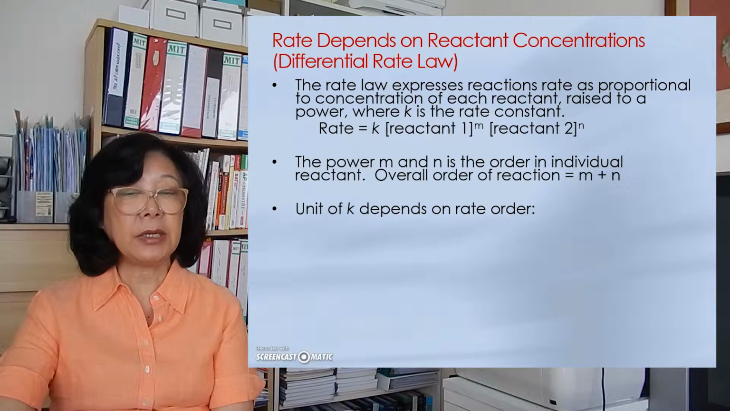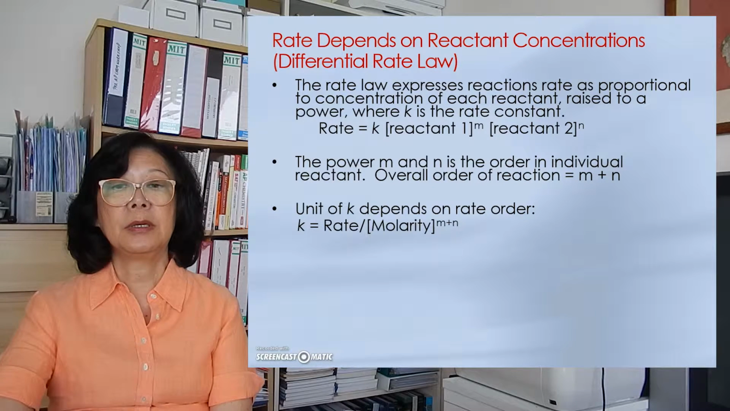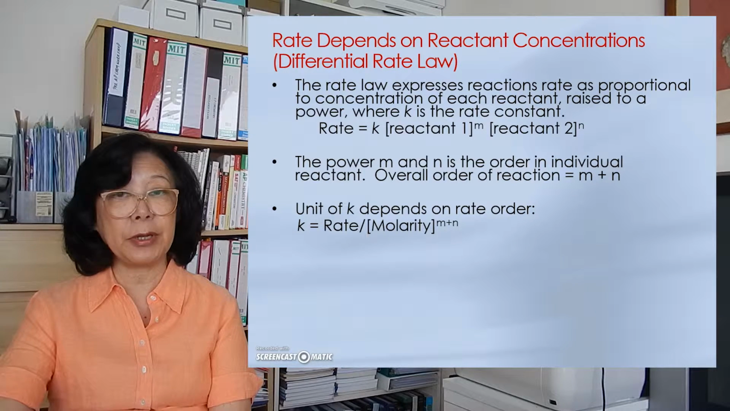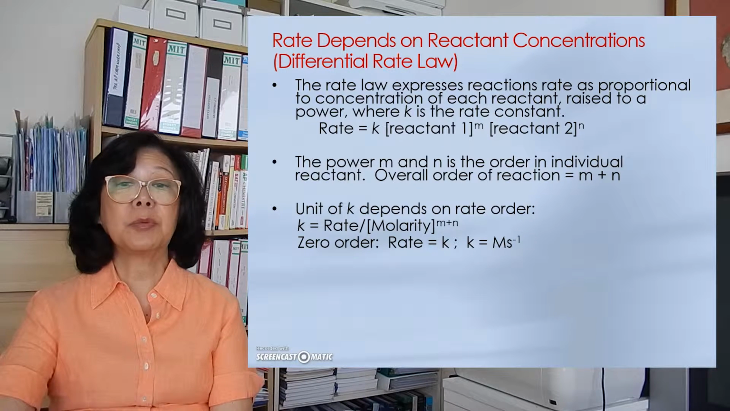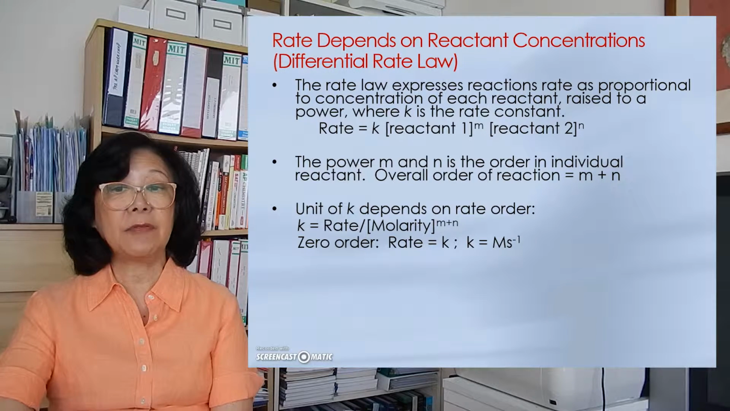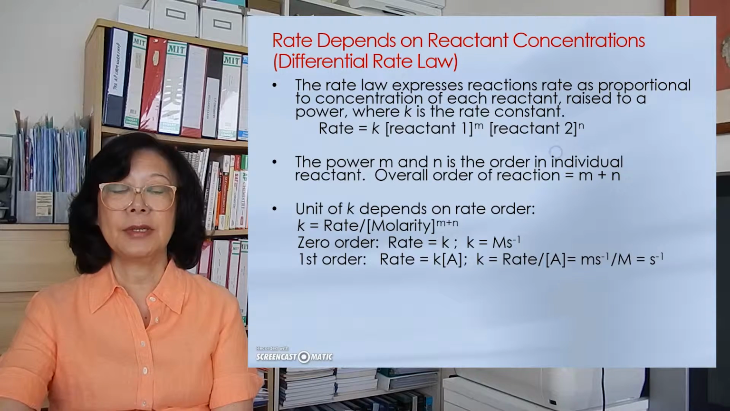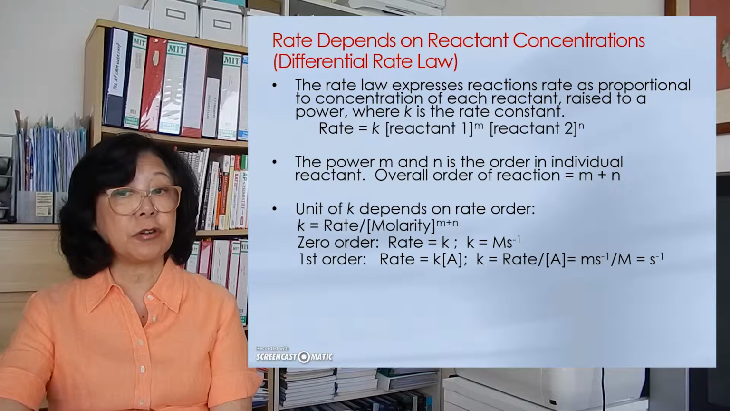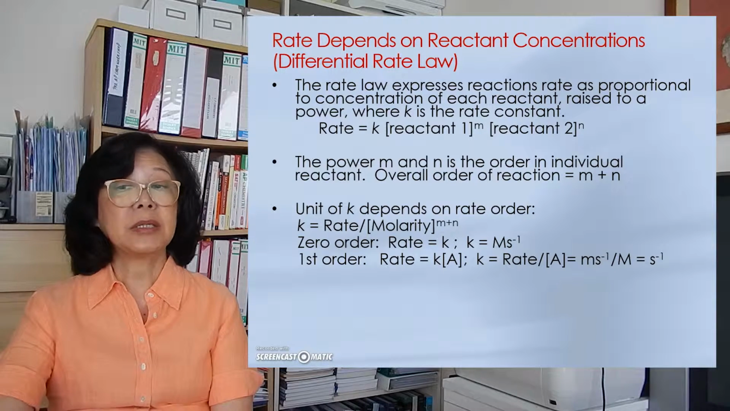The unit of k in lowercase is very important. It depends on the rate order, because the rate constant is equal to rate divided by the concentration of the reactant raised to some power. So for zero order, the rate is equal to k because there's no concentration to be concerned about, and therefore k has the unit of molarity per second, or molarity per time. For first order reaction, rate is equal to k times concentration of A raised to the first power. Therefore, k is equal to rate divided by A, meaning second to the minus 1.